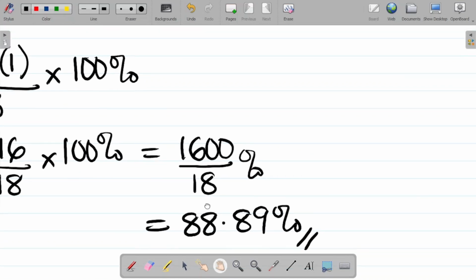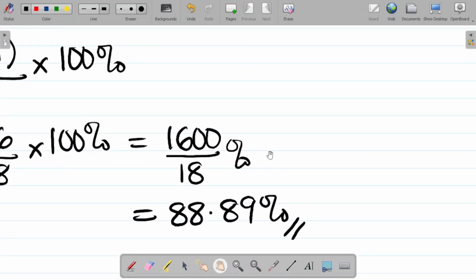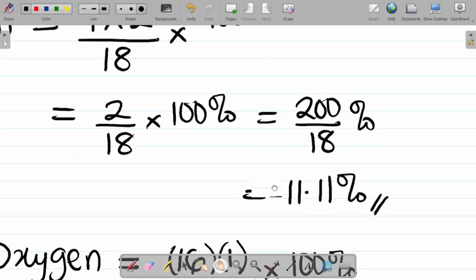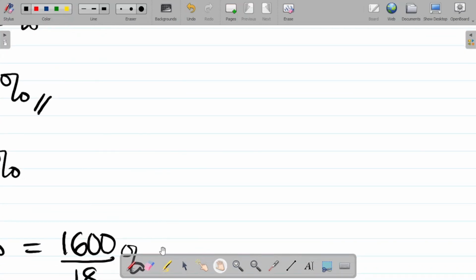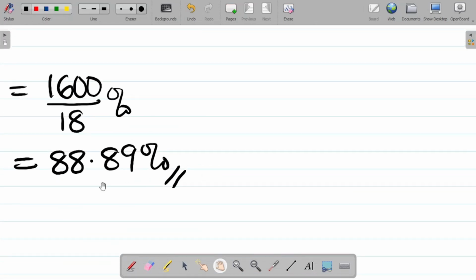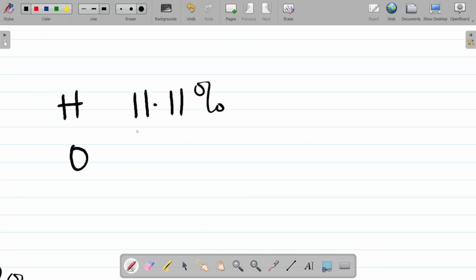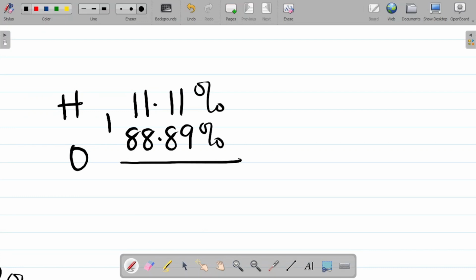Now, one of the ways you know you're correct is that if I sum my answers, it should give me 100%. By that I mean if I sum the percentage by mass composition of each of the elements, it should give me a total of 100. Now let's go back to hydrogen. For hydrogen, we had 11.11%. And for oxygen we had 88.89%. If you sum this up, this will give you a total of 100%. So this tells you that your answer is correct.